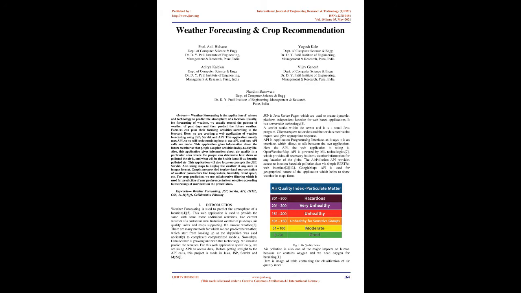Introduction. Weather forecasting is used to predict the atmosphere of a location. This web application is used to provide the same with some more additional activities, like current weather of a particular area, historical weather of past days, air quality index, and maps supporting the current weather too. There are many methods by which we can predict the weather, from looking up at the sky, which was used anciently, to complex computerized models. Nowadays, data science is growing, and with that technology, we can also predict the weather. For this web application specifically, we are using APIs to access data.